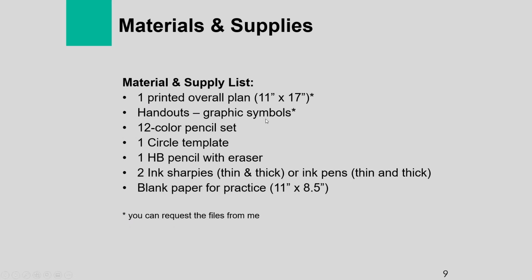And I'll introduce this a little bit. A circle template, a pencil of any sort, one HB pencil would be fine. A little eraser. The eraser can be the type that is attached to the end of the pencil. You will need 2 Sharpie pens. One is thin, the other is thick. And then you need some blank paper just for practice purposes.